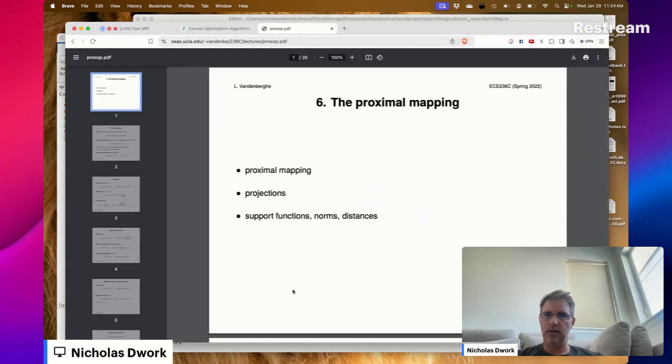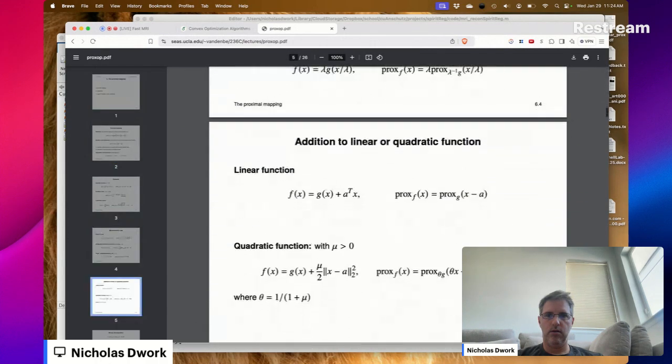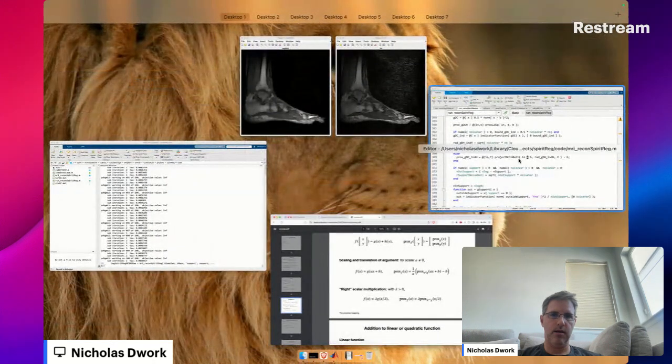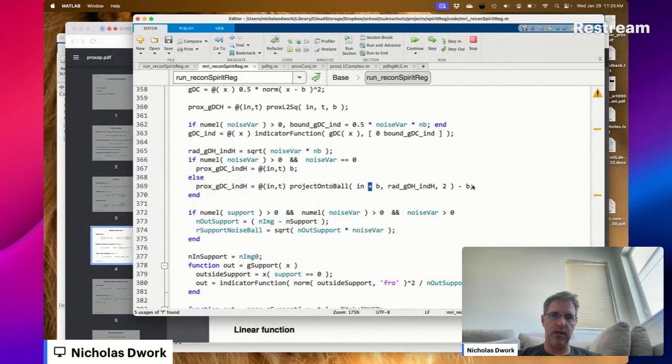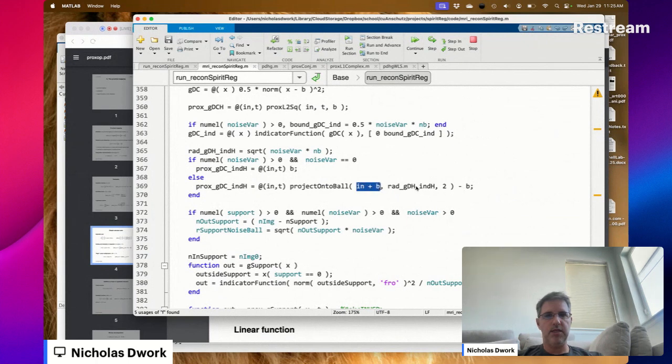Prox operator. All right, g of ax plus b. If a is 1, you've got prox of x plus b minus b. X plus b minus b. That will break your head. So if n is minus b, this becomes 0. The projection changes nothing. Out comes 0, and then we subtract b.